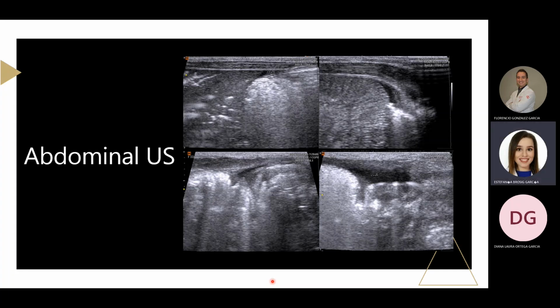On the abdominal ultrasound, we show free fluid in the right and left paracolic gutters, the right iliac fossa, and interloop. We should consider that in newborn patients, we may have a mild free fluid, but we need to complement with other findings.